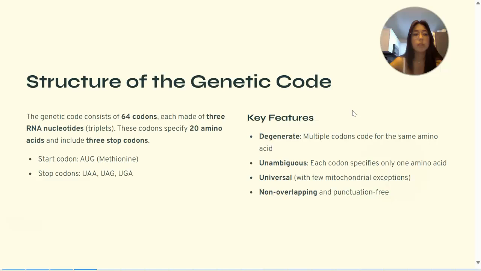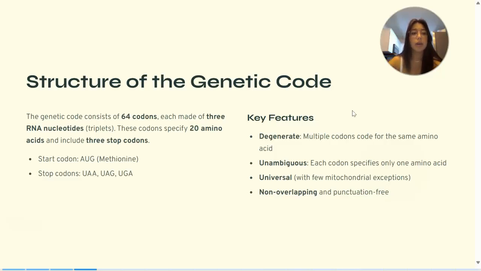The genetic code is composed of codons, which are 3 nucleotide sequences in an mRNA that specify amino acids. With 4 RNA nucleotides, there are 64 possible codons. Of these, 61 codons code for the 20 standard amino acids, while 3 function as stop signals to terminate translation. The start codon AUG codes for methionine and signals the beginning of protein synthesis.